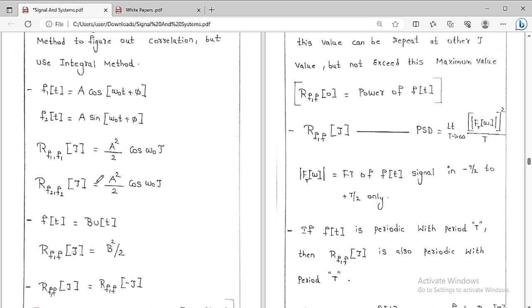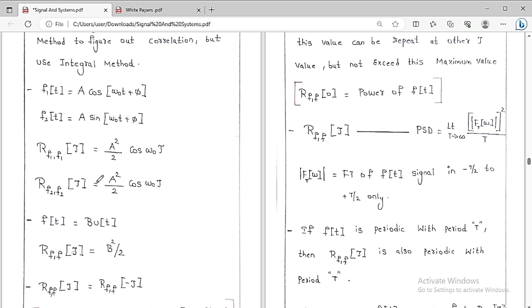So all the periodic signals are power signals. So definitely the autocorrelation of either one is going to be the same, which is equal to A square by 2 into cos of omega naught tau. This formula you always have to keep in your mind.